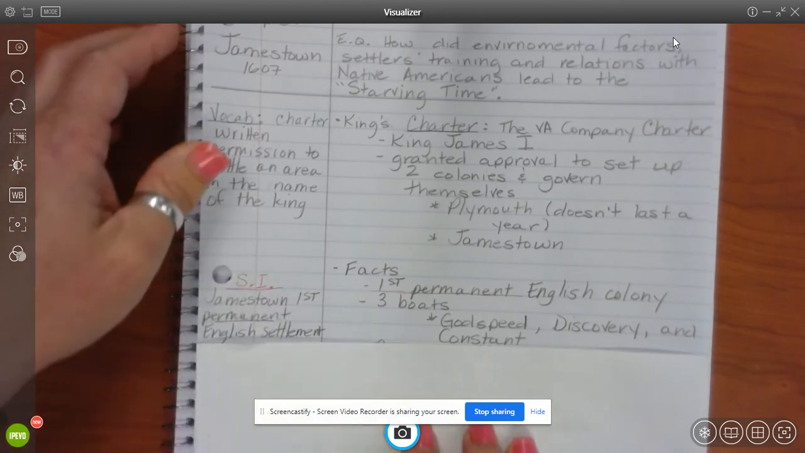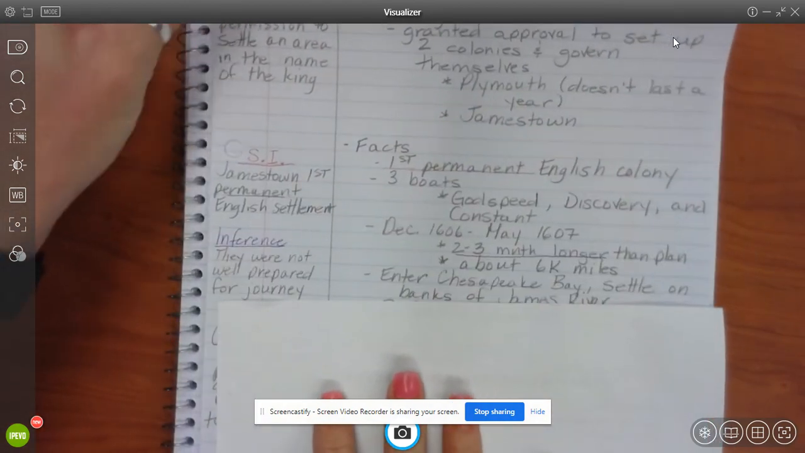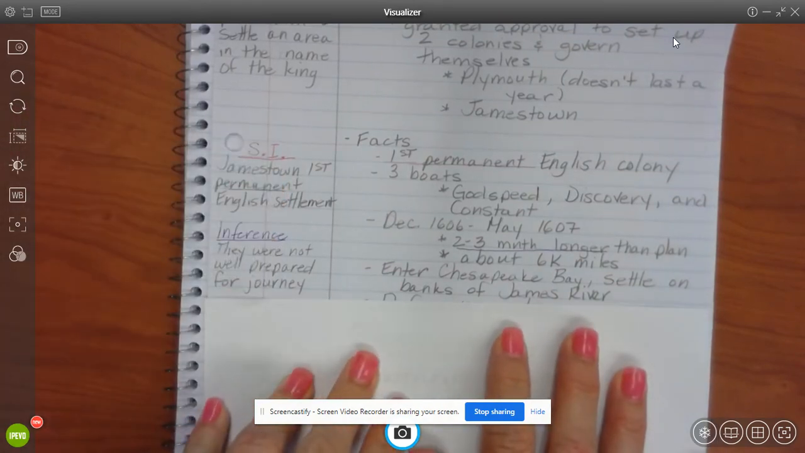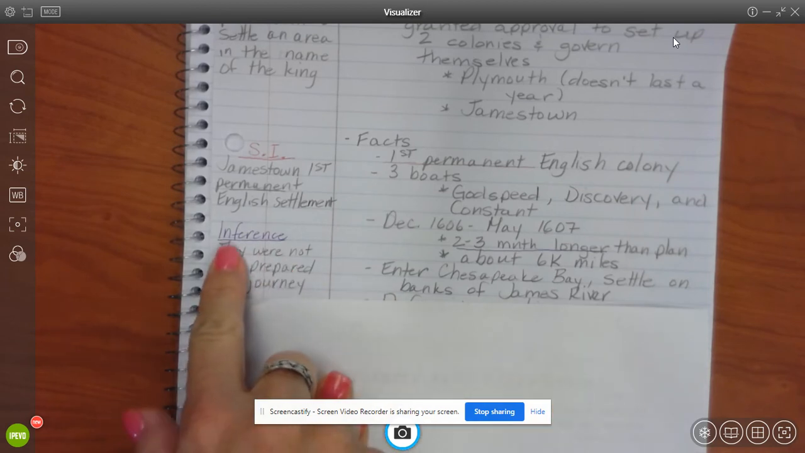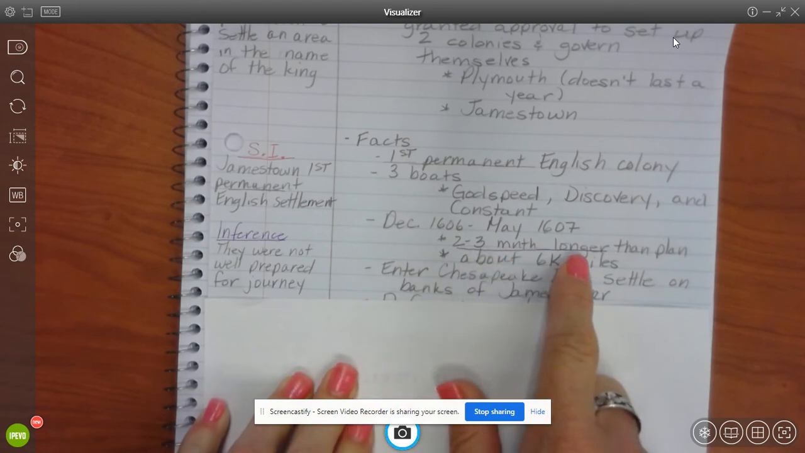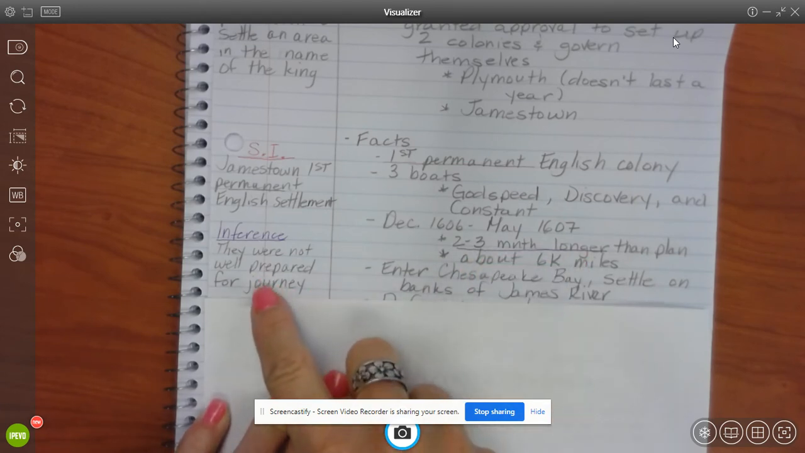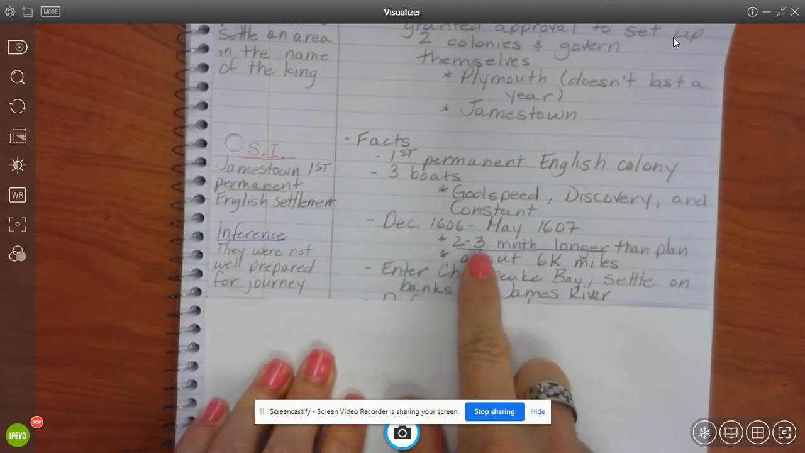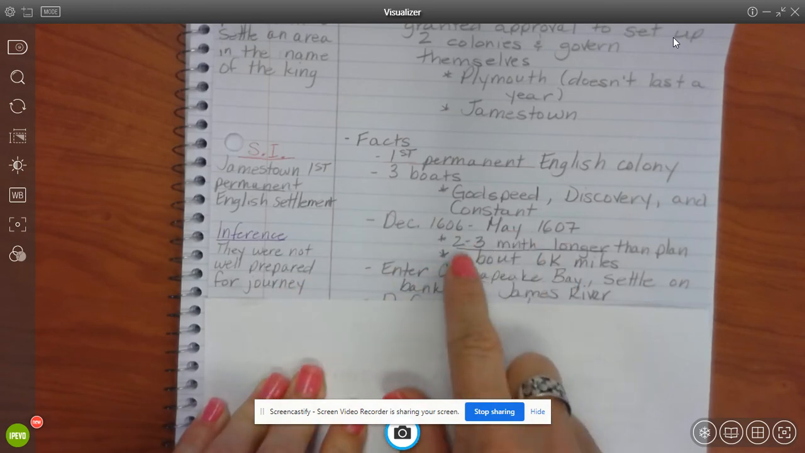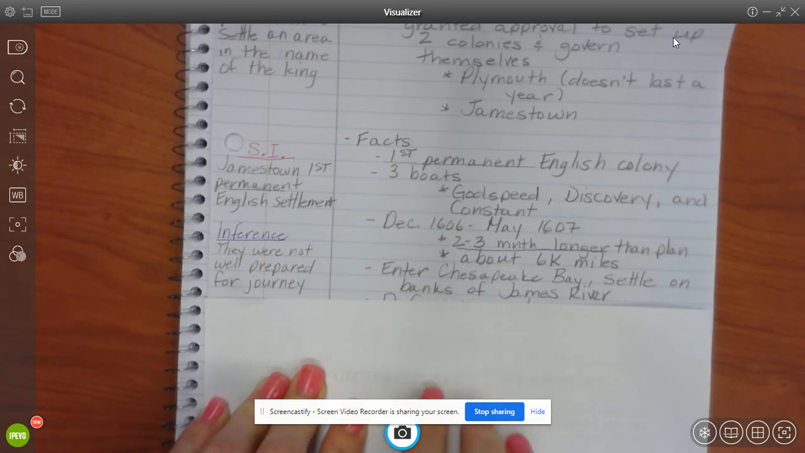Then I'm going to move down, and this one, inferences are difficult for students. So I've given you an example of how you would make an inference. You'll see over here in purple, it says inference. Then over here, it says 2 to 3 months longer, because my inference is that they were not well prepared for the journey. I can make that inference because it was longer than they had anticipated. Therefore, they probably didn't pack enough stuff, food, and that kind of thing for that long of a journey. So that's an inference. It's not called out directly in my notes, but I can infer that.